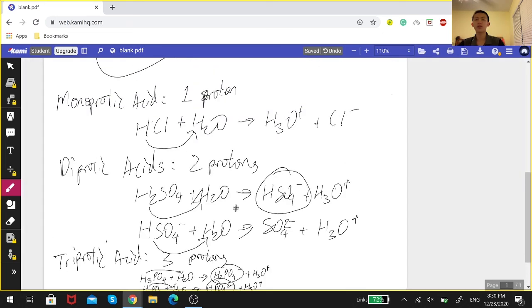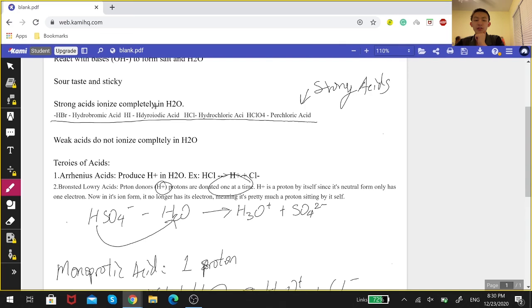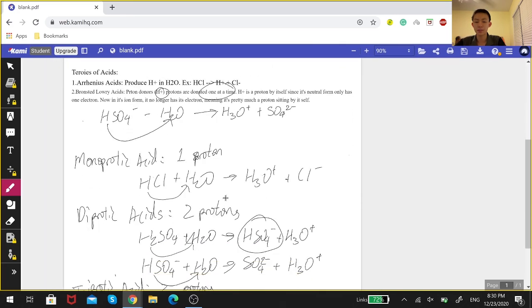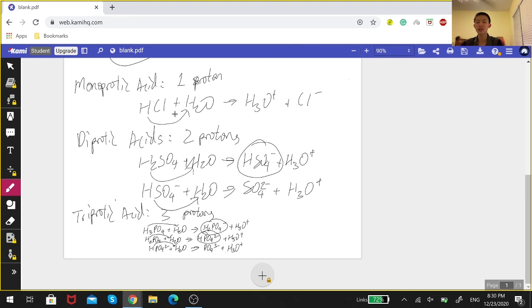And that is it for the different properties of acids. We're going to talk more about how acids give protons and bases accept protons, and how you work out these more specifically in a future video.